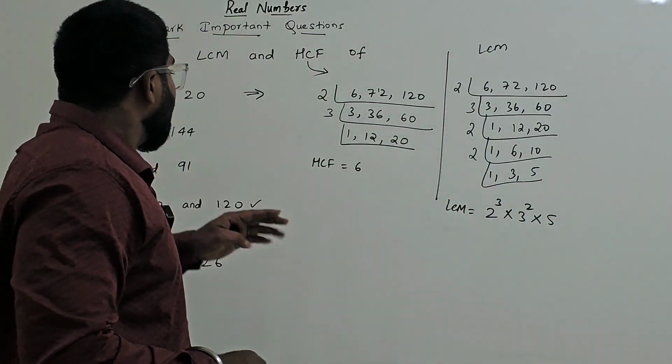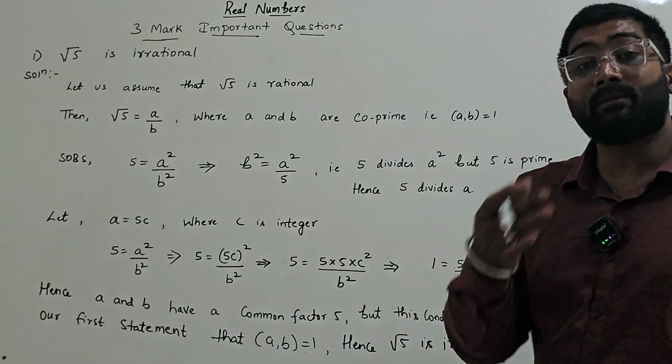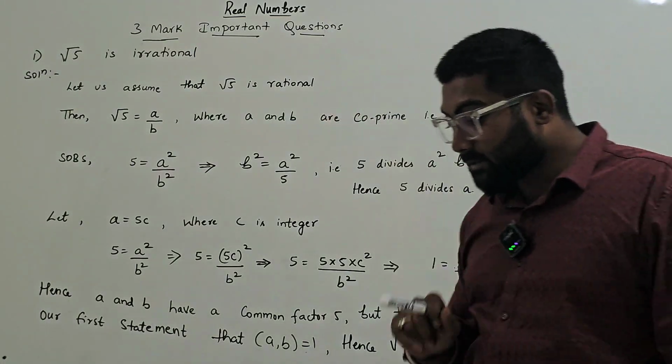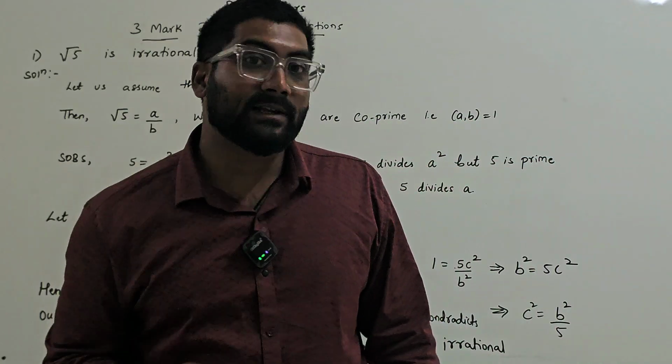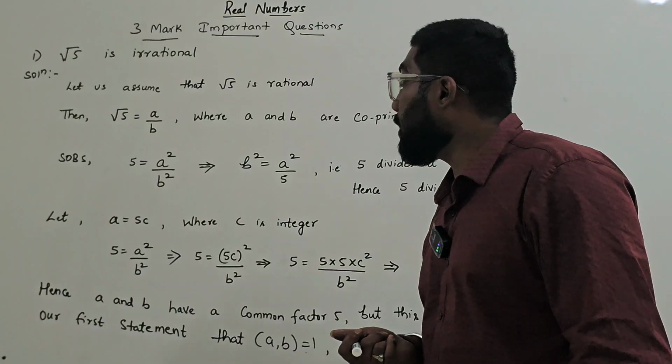Okay, these are the questions that you have to practice, which will be appearing in your examination. A 3 marks question in the real numbers, a very important question. This has appeared 3 times in your final board examination. Root 5 is irrational. How do you have to prove this?